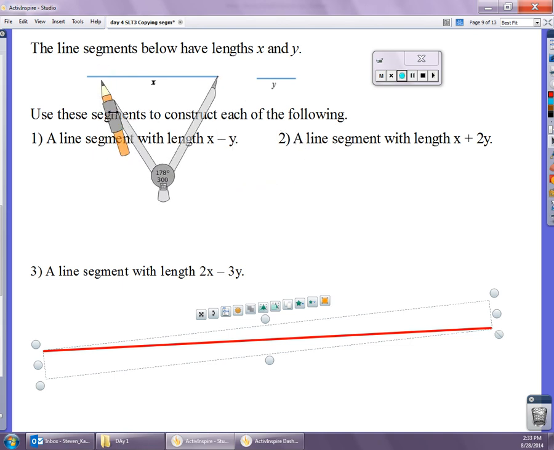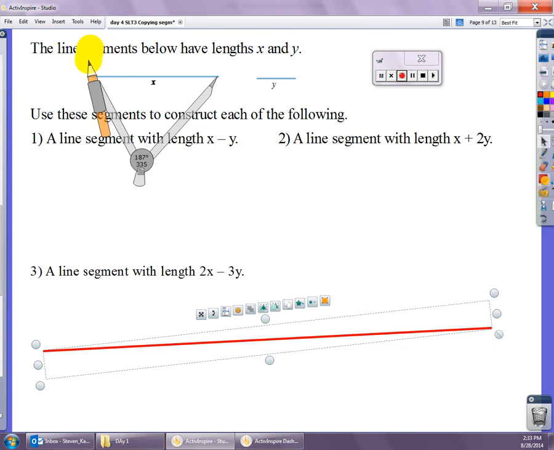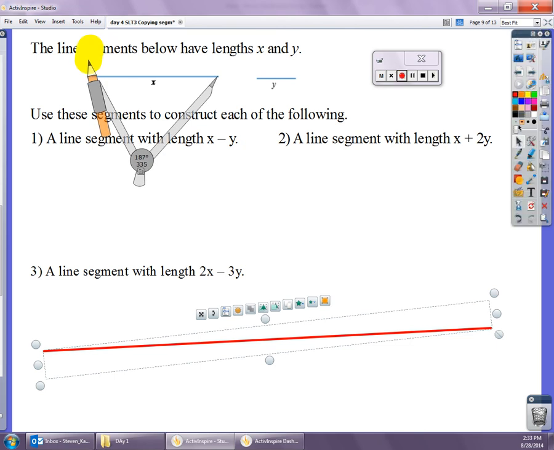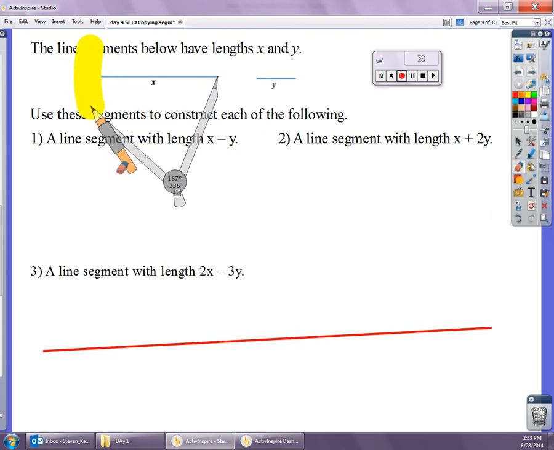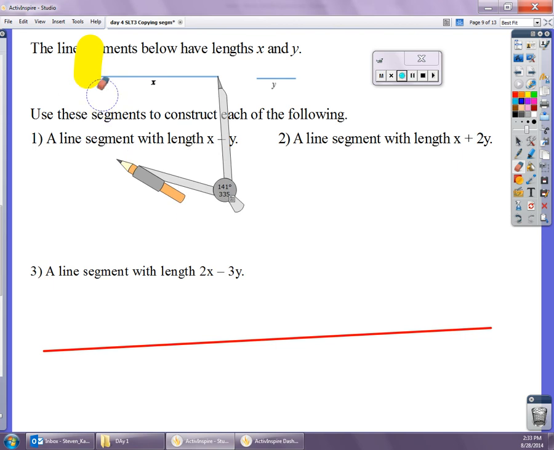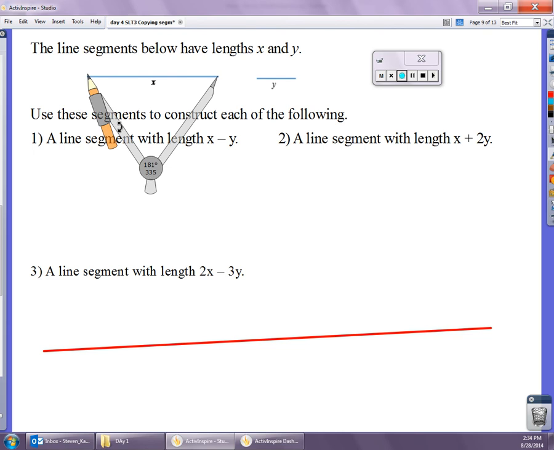Now remember, an arc is a circle, but it's only a piece of a circle. If you really wanted to draw the whole circle, you could have. But really all you need is to show that you measured it exactly. Oops, that's way too big. Let me erase this. You really want to make sure that you just show us that you actually measured the right length. So I can do that by making an arc right here. So now I can see that I've measured the correct size of x.